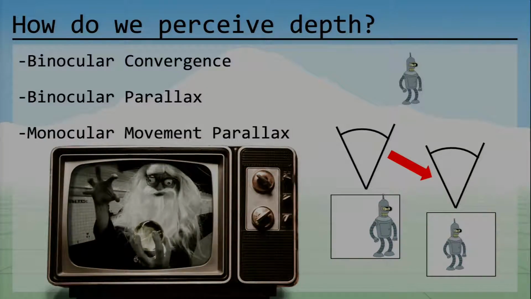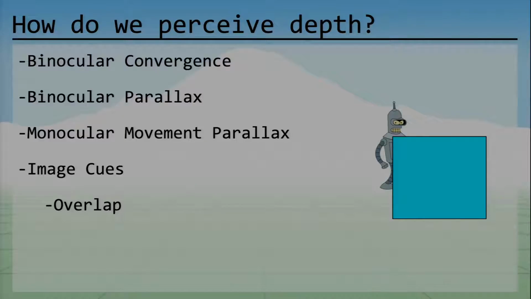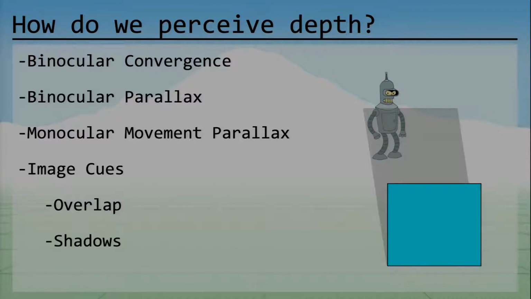We also have monocular movement parallax, which was also mentioned. As we move, the things in our environment move as well, and they give us an idea of how far away things are. This is very similar to binocular parallax, but just with one camera or one eye that's moving. We also mentioned some image cues, like, for example, occlusion, or overlapping objects. So we can tell if one object is in front of another object, then it must be closer to us than other objects. Also things like shadows give us ideas about how far away things are.